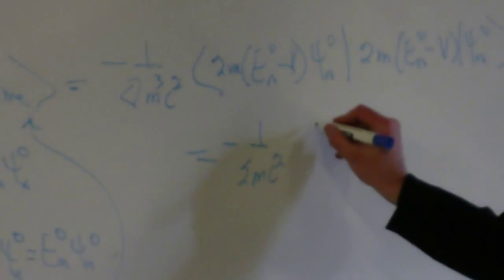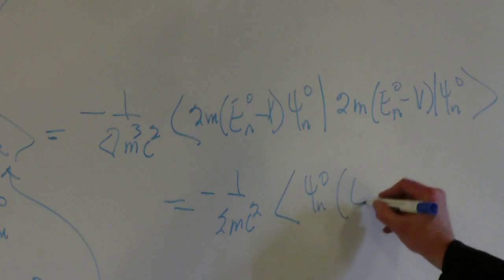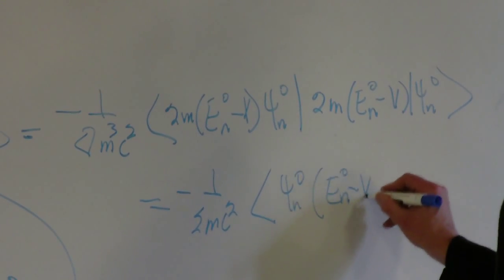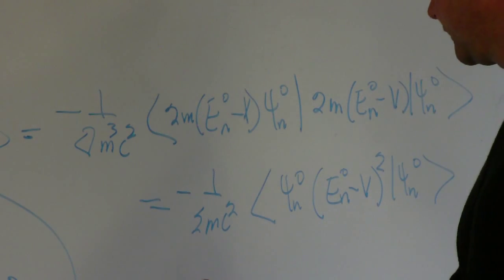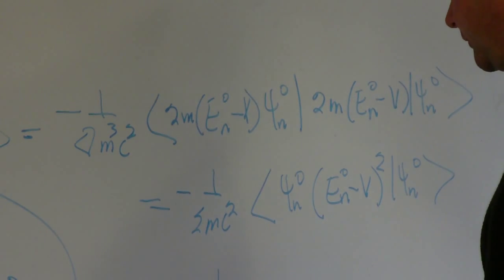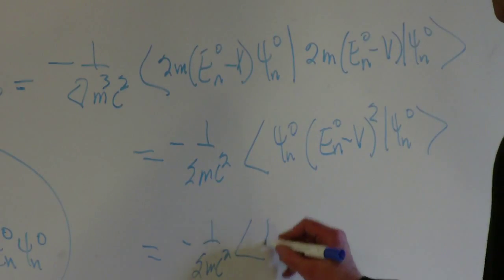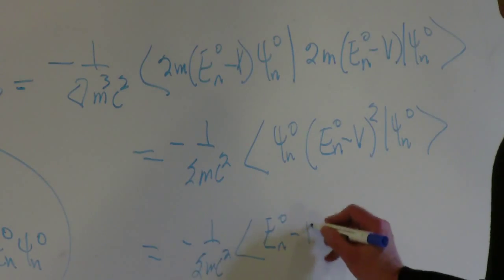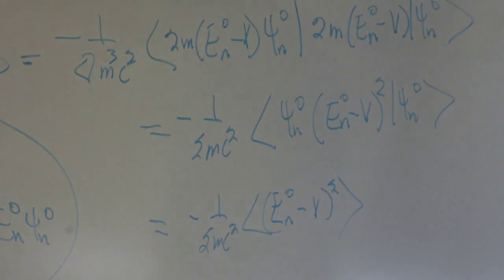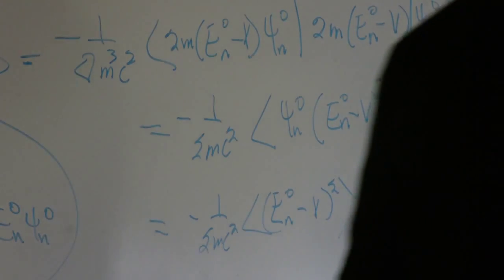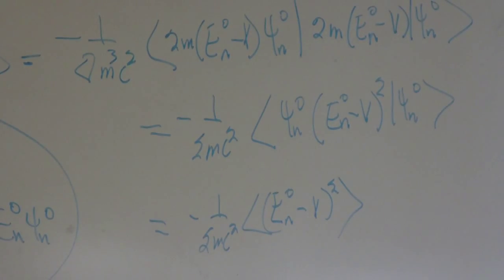And then it's going to be essentially psi n0 times En0 minus V squared psi n0, which he recognizes as minus 1 over 2m c squared times the expectation value of En0 minus V squared.